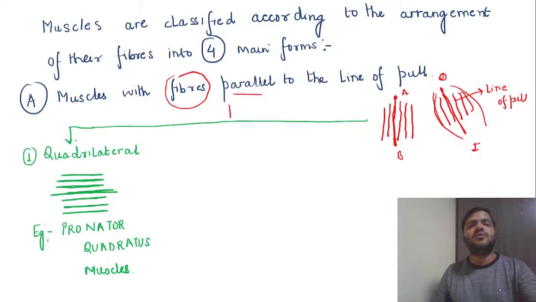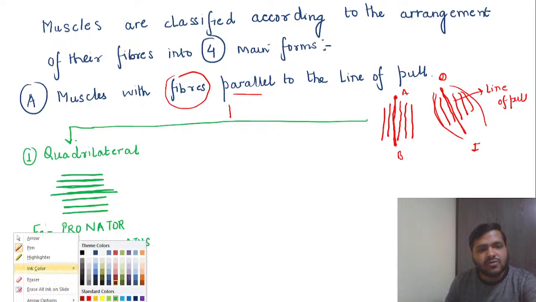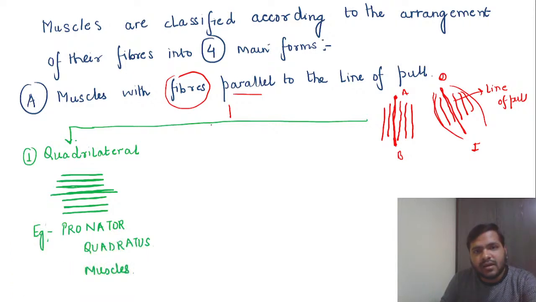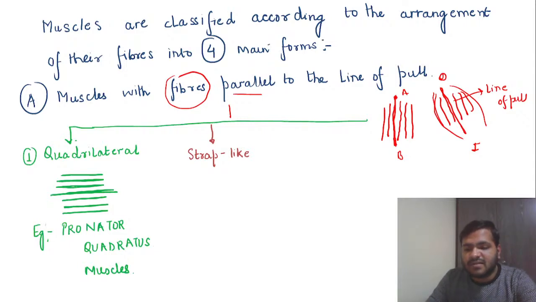So we are done with the quadrilateral part. Now coming on to the next part, in which the fibers are parallel to the line of pull. That is the strap-like muscles.